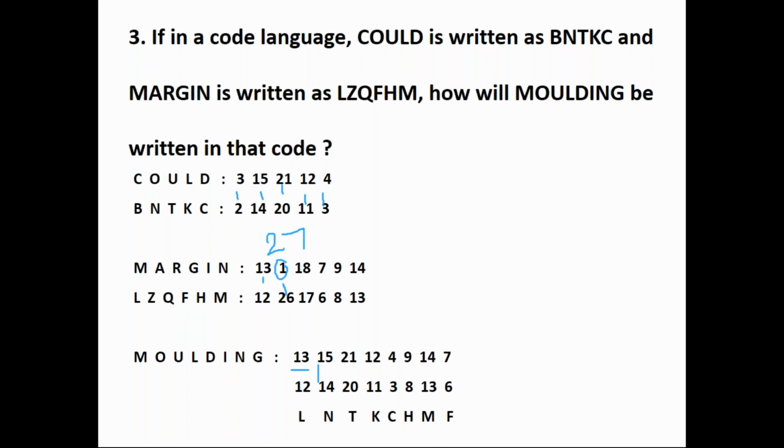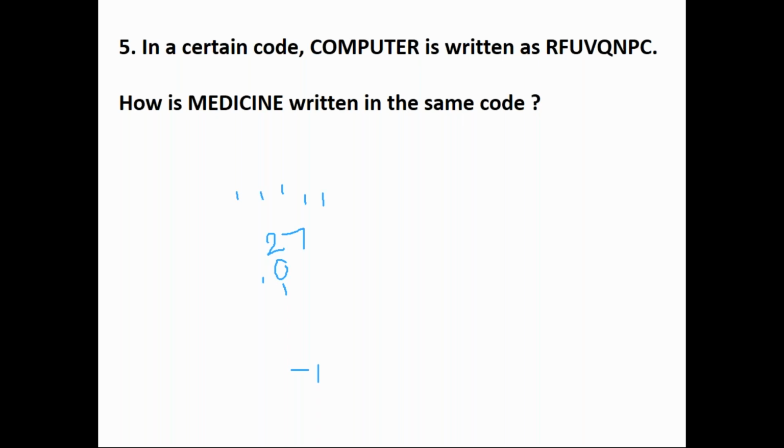Next one. In a certain code, computer is written as RFUV QNPC. How is medicine written in the same code?